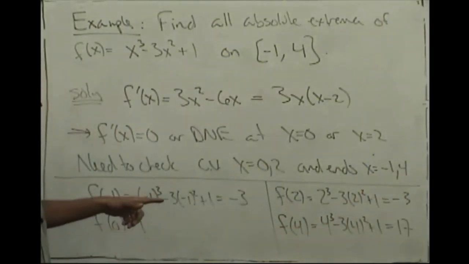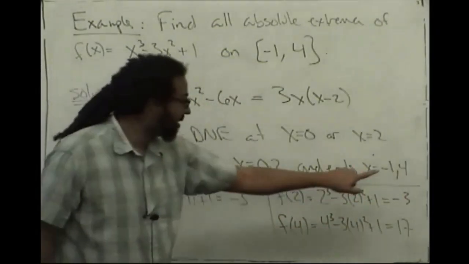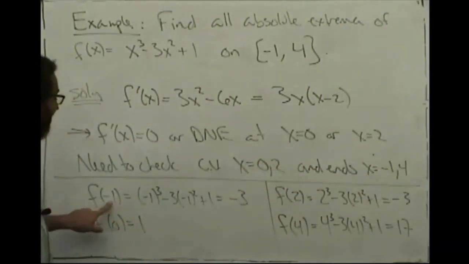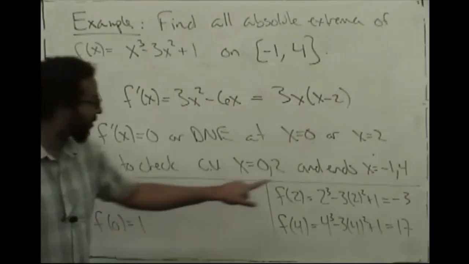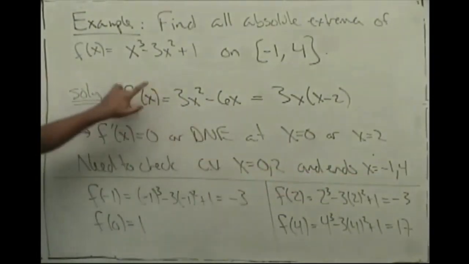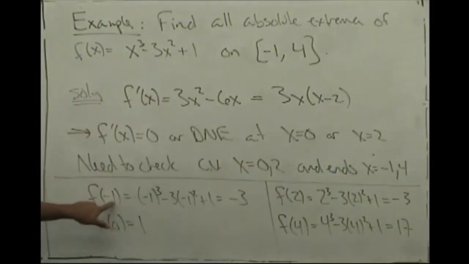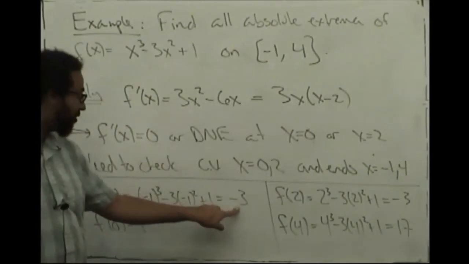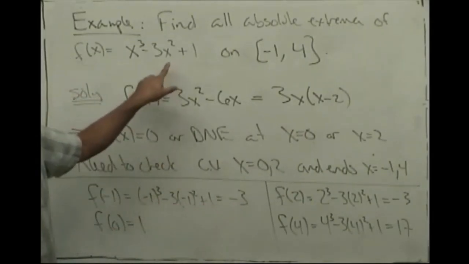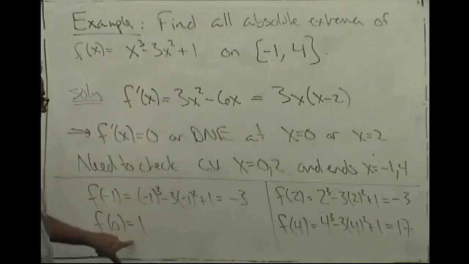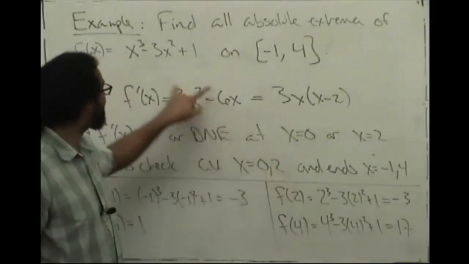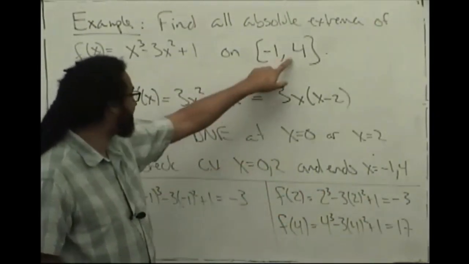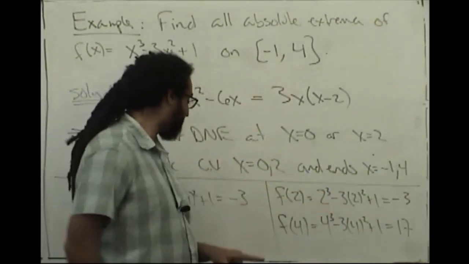So just plug them all in order: -1, 0, 2, and 4. So f of -1. You take the endpoint -1 and plug it into the original. Plug in -1 everywhere you see an x, you get -3. Plug in 0 everywhere you see an x, you get a 1. Plug in 2 into the original, you get -3, and then plug in 4 into the original, you get 17.